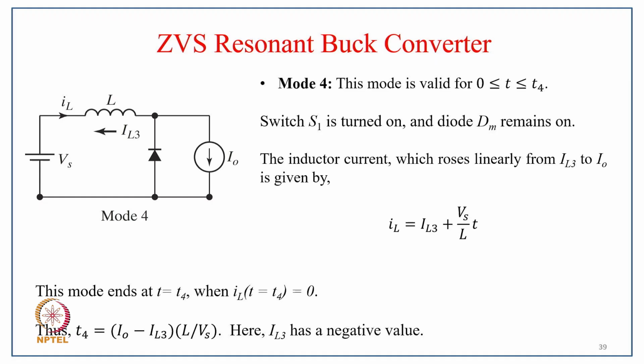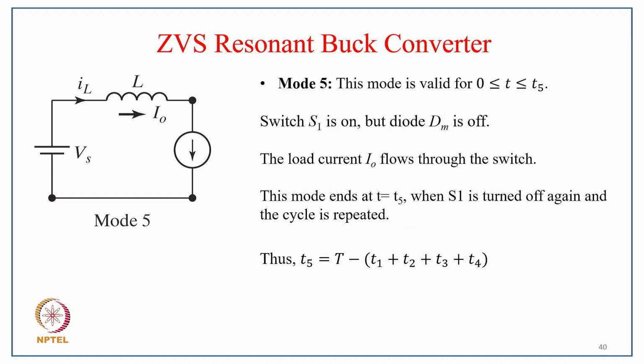So mode 4 is valid from 0 to T4, and switch S1 is turned on, and diode DM remains on, and the inductor current rises linearly from IL3 to I0, given by IL equal to IL3 plus Vs upon L into T. In this mode, at T equal to T4, when IL equals 0, thus T4 equals I0 minus IL3 into L upon Vs. Hence IL3 has a negative value.